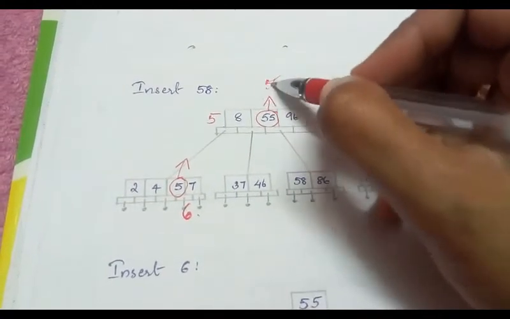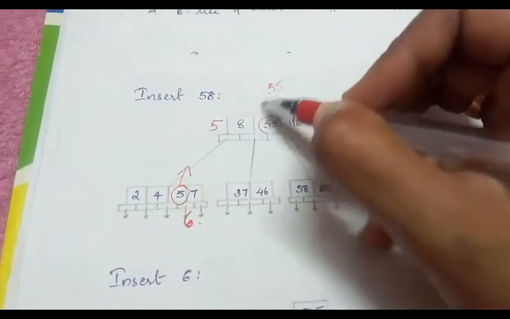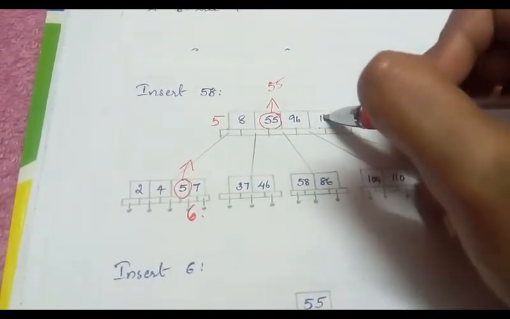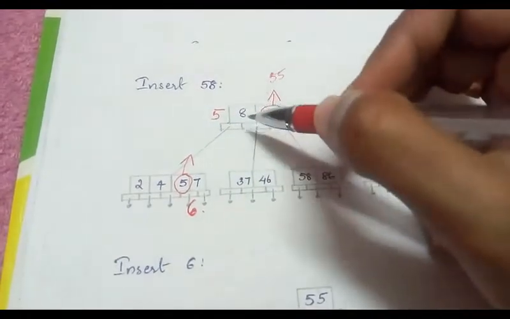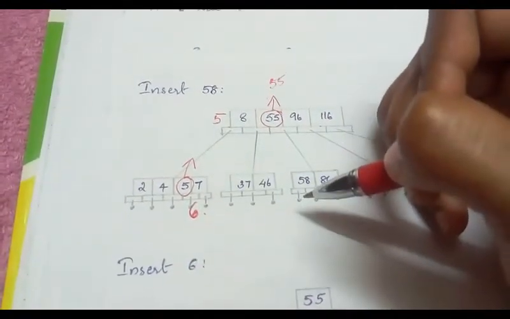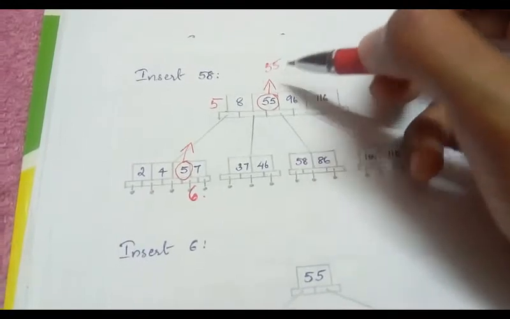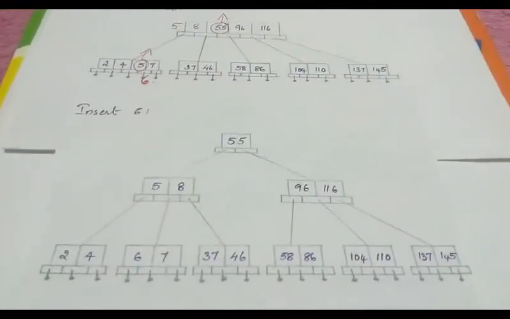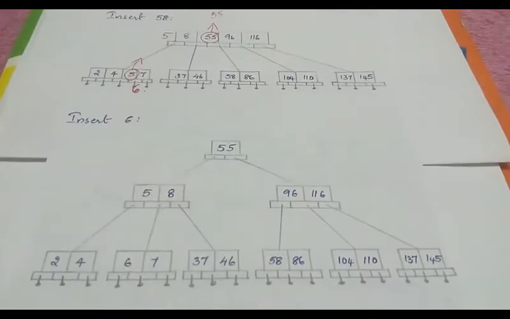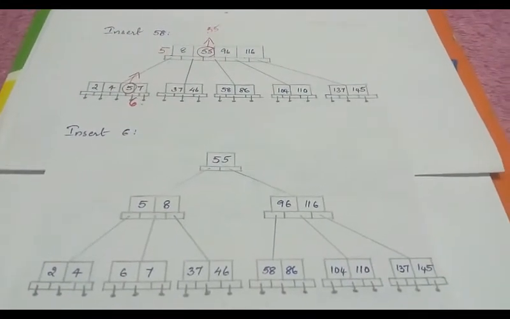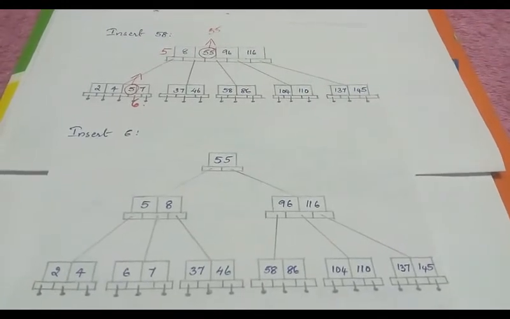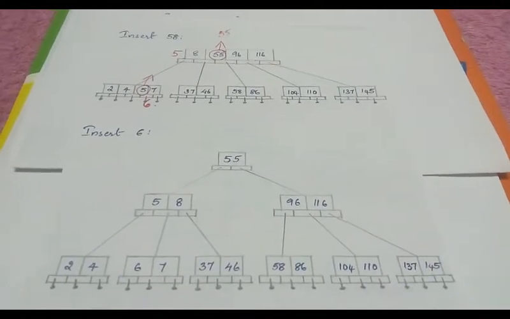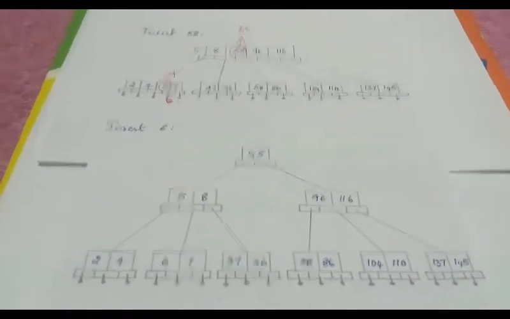So 55 becomes the root, and 5 and 8 will become the left node, and 96 and 116 will become the right node, and all the others will be arranged in the next level. That is, the level has now increased by 1. So this is how the tree looks after lifting 55 to the root. 55 has become the root, and 5 and 8 have become the left child of 55, 96 and 116 have become the right child, and all the other nodes have been arranged accordingly.